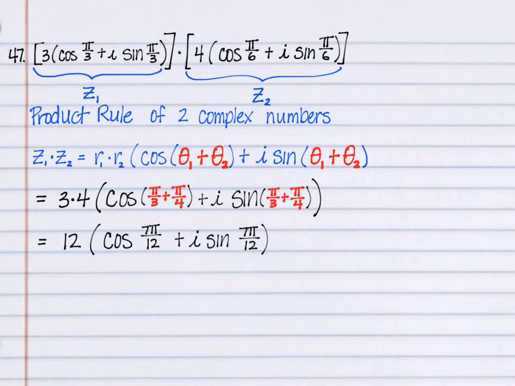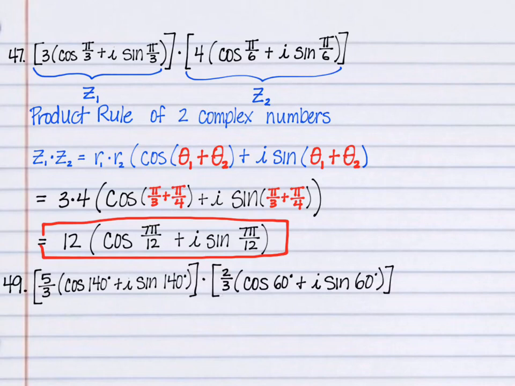You've got to do a little bit of fraction work, but pi over 3 plus pi over 4 is 7 pi over 12, finding a common denominator. And that's the final answer. It did not say to write this in standard form. It said leave it in trigonometric form, and so that's all we do.